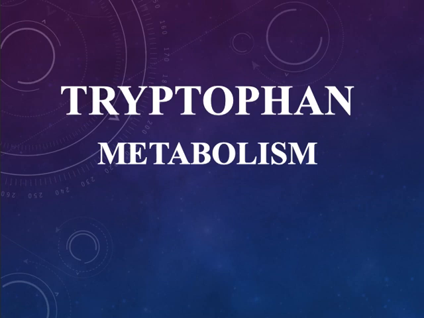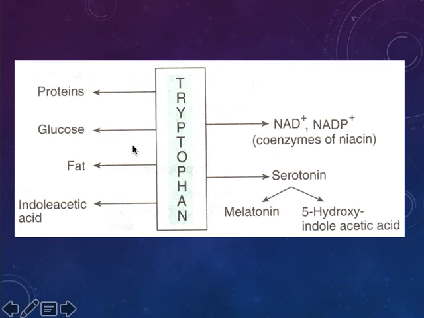If you remember from the chemistry, tryptophan is both a glucogenic amino acid and a ketogenic amino acid. It also helps in the synthesis of certain proteins and also indole acetic acid. Tryptophan also helps in the synthesis of certain important compounds like the coenzymes of niacin, that is NAD, NADP, serotonin, melatonin and 5-hydroxyindole acetic acid that gets excreted in the urine.